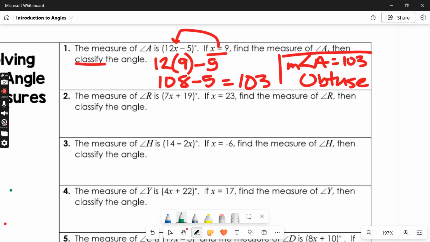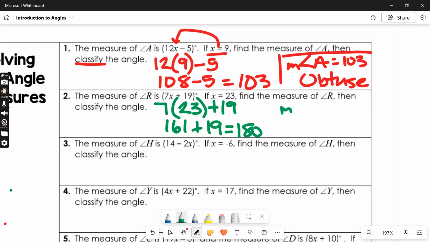Okay. This is a good place to pause it and you try number 2. But I'll go ahead and do it here. So 7 times 23 plus 19. If I do 7 times 23, that's 161, plus 19, which is 180. So I would say the measure of angle R is 180 degrees. Since this is equal to 180, we say this is a straight angle.